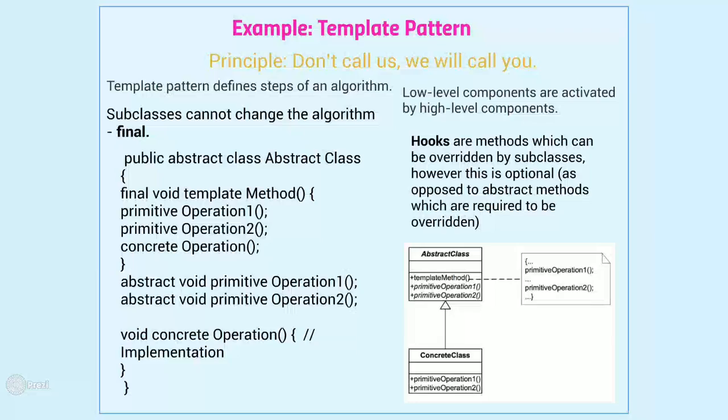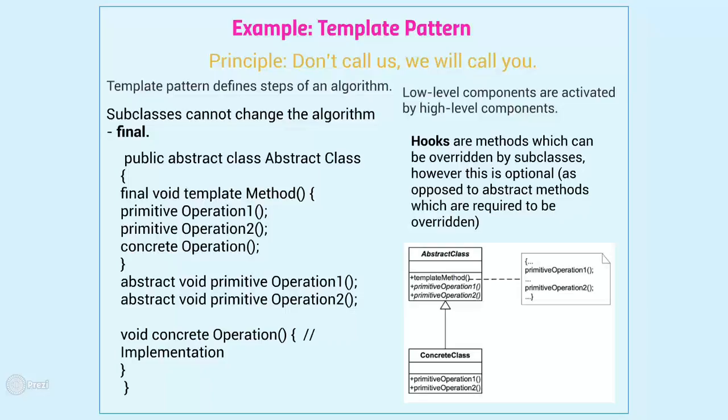So here is the second example, the template pattern. The template pattern defines the skeleton of an algorithm in a method, deferring some steps to subclasses. The template method lets the subclasses redefine certain steps of an algorithm without changing the algorithm's structure.